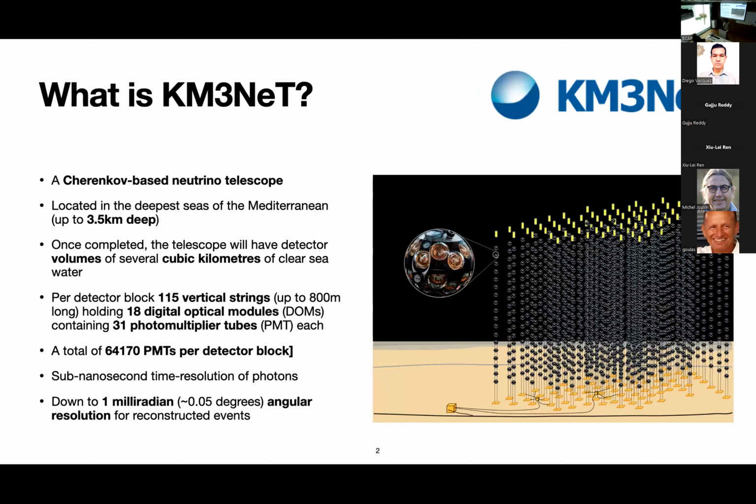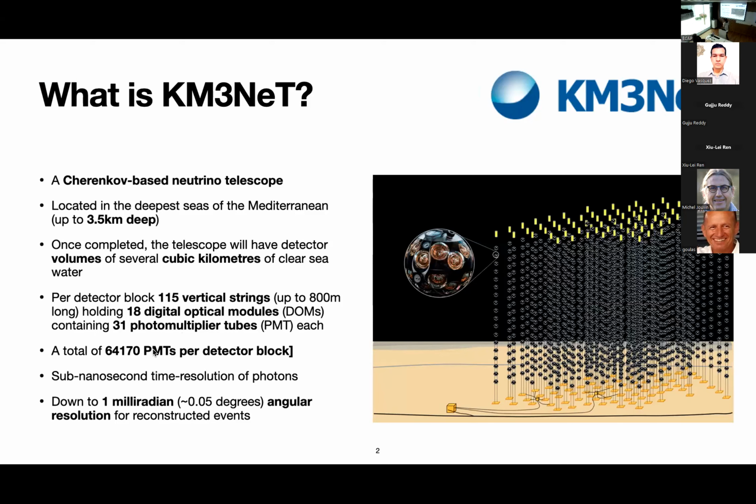There are 2 detector blocks which are now built. There are more planned. But once it's finished, a full block is roughly 1 cubic kilometer, so it's a very big detector. And one detector block is displayed here. It's just an artist's impression. The normal configuration is 115 vertical strings, up to 800 meters, each holding 18 optical modules. So this is one optical module. It's like this big ball, and each optical module has 31 photomultiplier tubes.